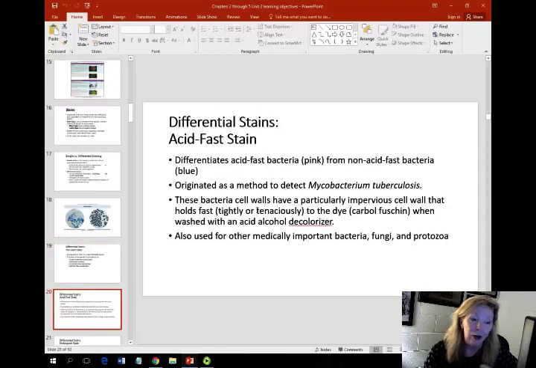So great. Now, we've seen some bacteria, and this is all about bacteria right now, but some bacteria won't hold those stains very well. And so there's another very important stain, probably the next most important stain in micro. It's called an acid fast stain. One of the most important reasons for you all to know about this acid fast stain is because of a bacterium known as Mycobacterium tuberculosis.